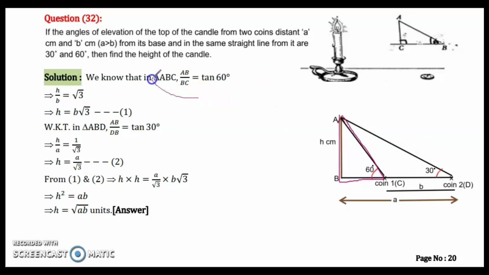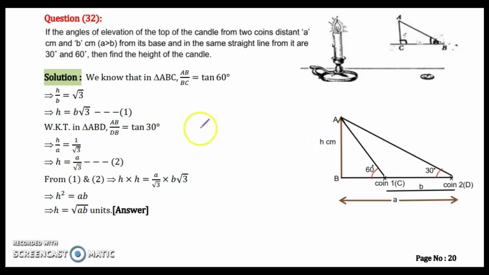Now let us start from the triangle ABC. Everybody knows AB by BC equal to tan theta, and the angle of inclination is 60 degree. That is AB equal to h, the height of the candle. Then BC is going to be b. That means h by b equal to root of 3. That means h is equal to b root 3, right?